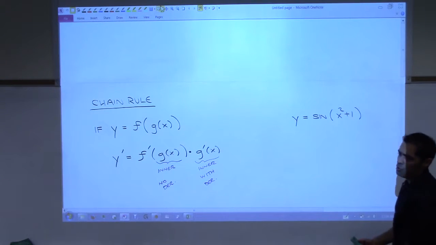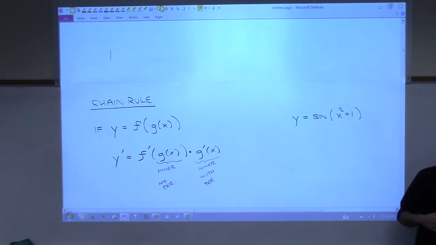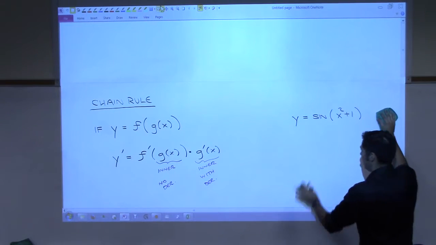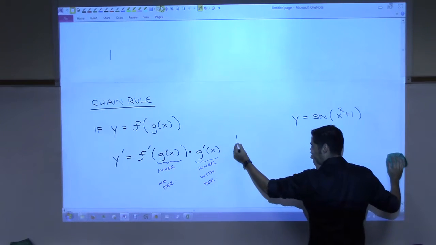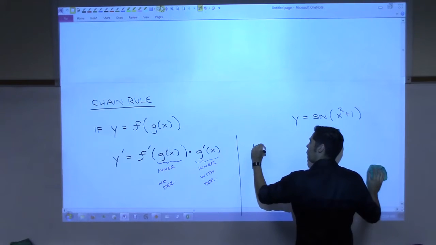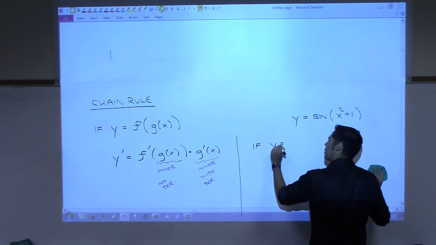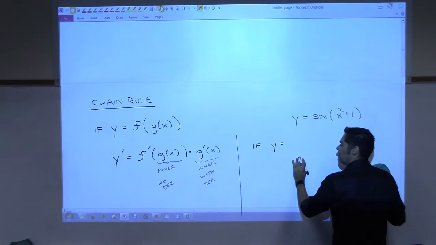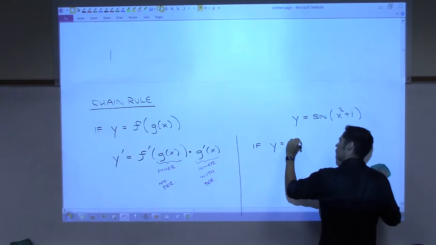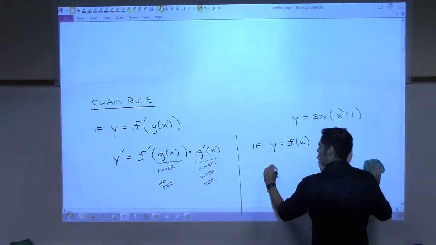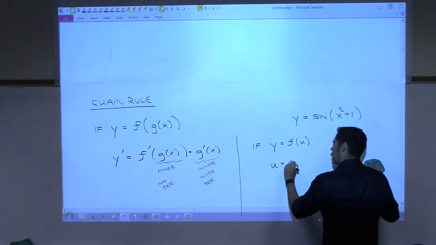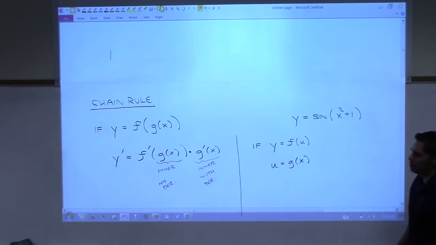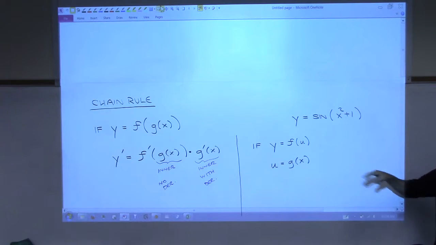Do you remember that there are two types of notation for derivatives, because Newton and Leibniz came up with calculus and they had two different notations? Let me show you the way Leibniz approached it. Leibniz says if y is some function of u, and u is some other function of x. Now, I need to explain what this notation means.